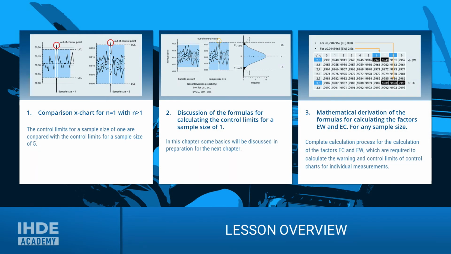This lesson is divided into 3 chapters. The first chapter briefly repeats how the control charts for a sample size of 1 differ from those for a sample size greater than 1. The second chapter is, so to speak, the preparation for the actual calculation of the factors EC and EW, which then takes place in the third chapter.